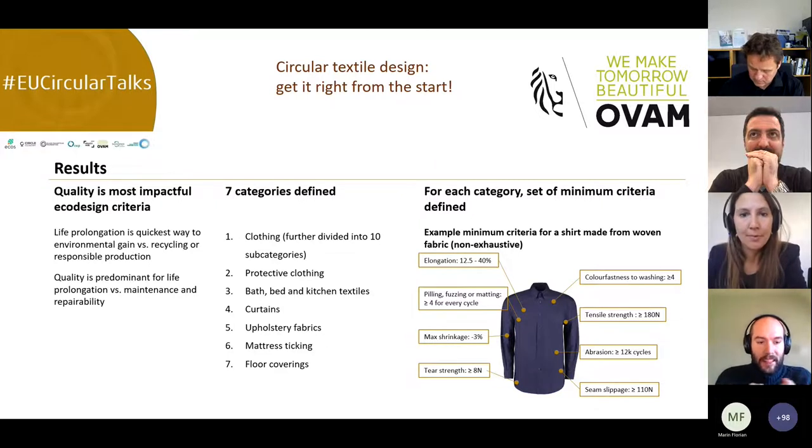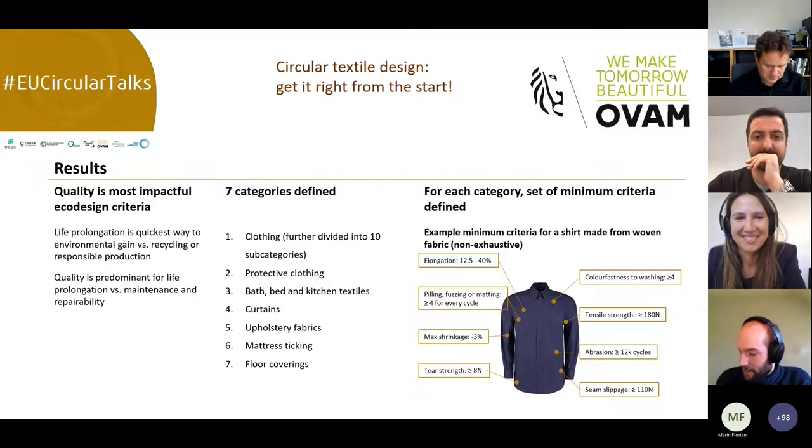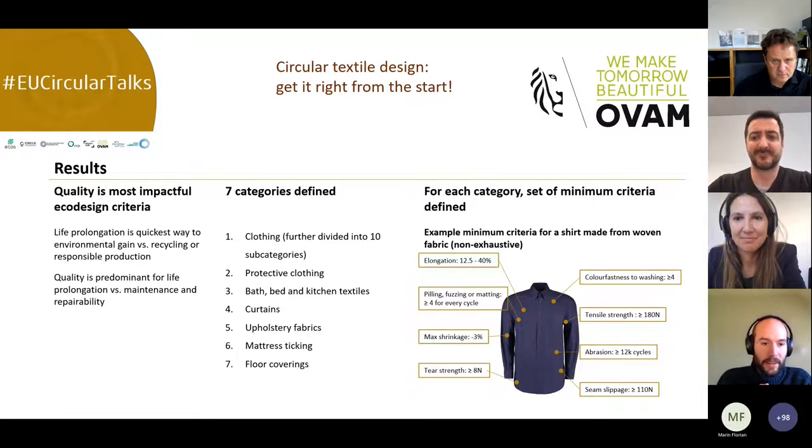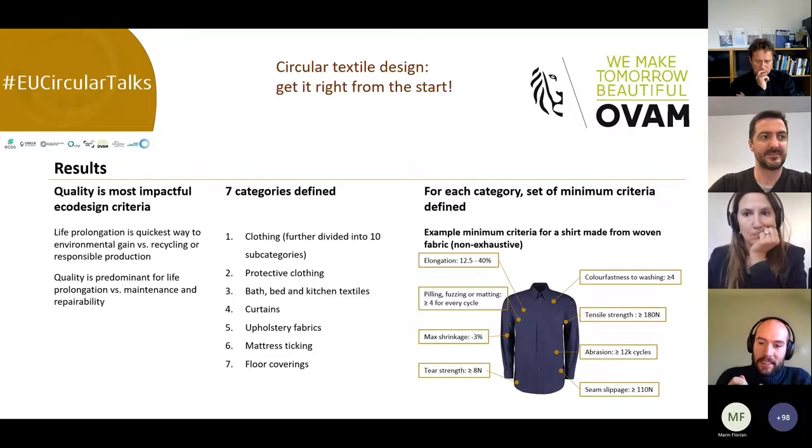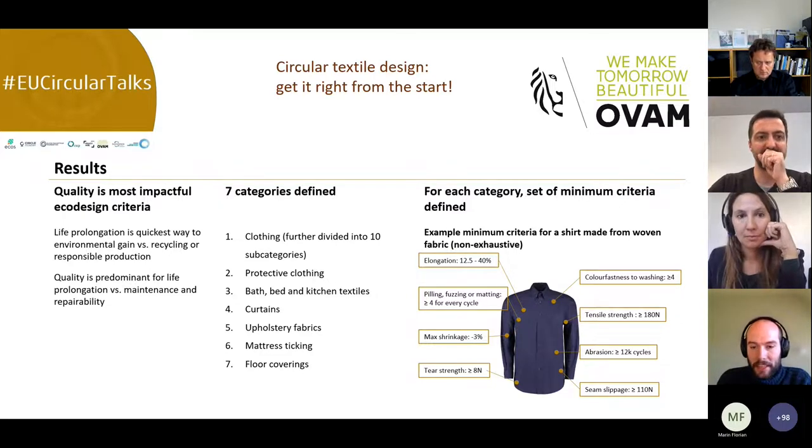Now, in the next step, within life prolongation, quality was determined predominant versus maintenance and repairability. And I'm really happy to hear that this is completely in line with ECOS and the policy hub. They also mentioned that life prolongation and durability are top of mind here. The second part of the study involved determining a very clear categorization of textiles. So here are the seven categories, with the first one, clothing, being further subdivided into 10 subcategories. This is also essential because for the next step, on the right part of the slide, we defined a clear set of minimum criteria for each of these categories.